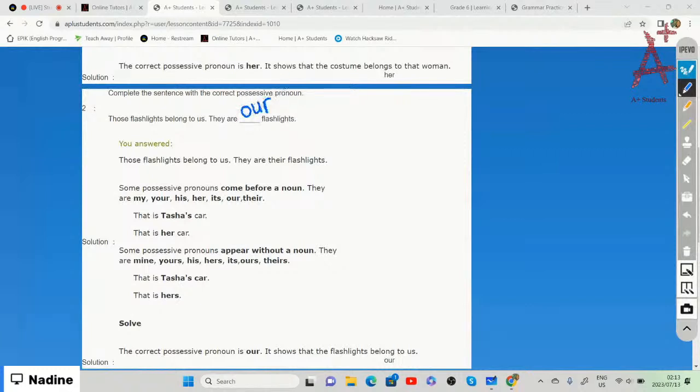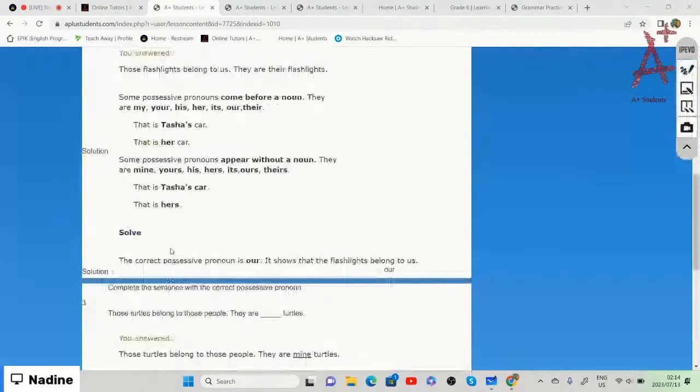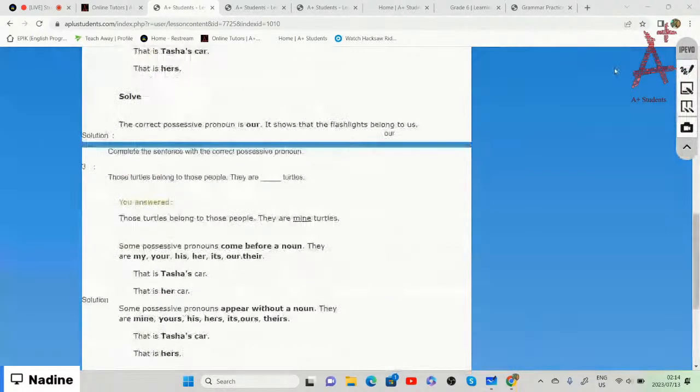So those flashlights belong to us. They are our flashlights. So if it belongs to us, then it is our flashlights, right? Here it says our. It shows the flashlights belong to us.